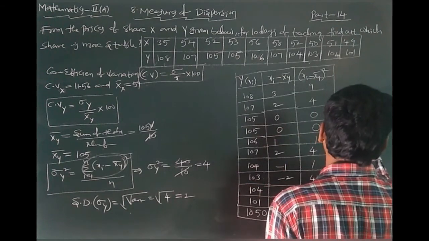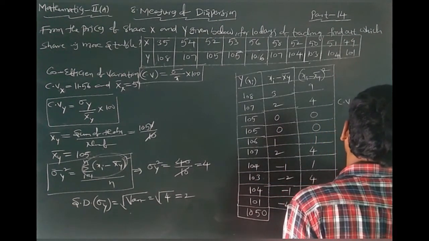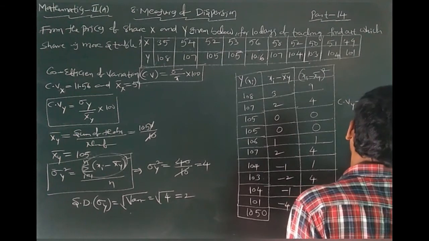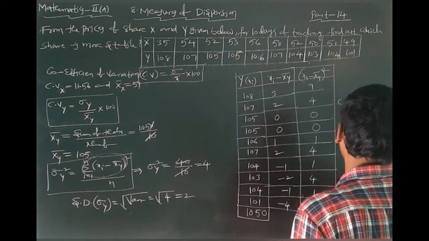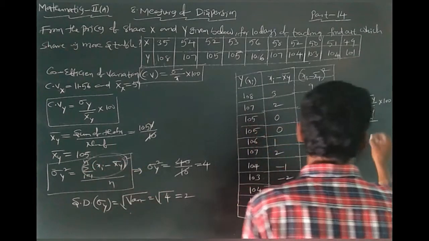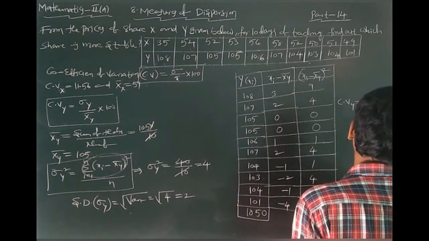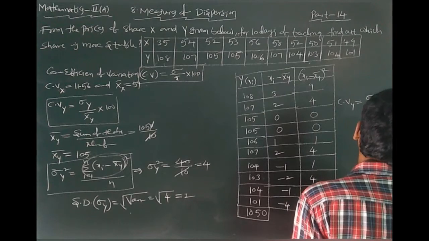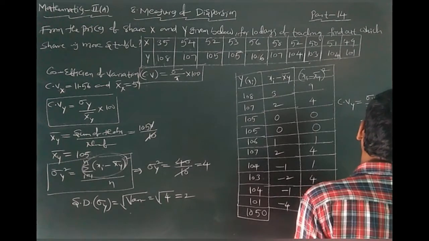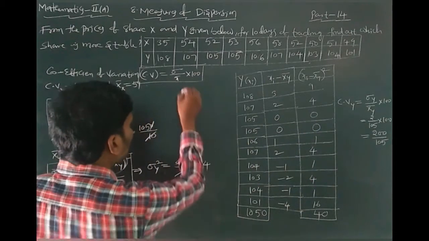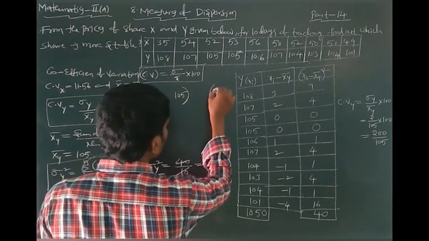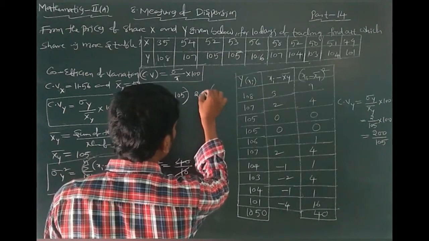After that, you can find the coefficient of variation. Coefficient of variation of y share is sigma y by y bar into 100. The standard deviation is 2, and y bar is 105, into 100. You get 2 into 100, that is 200 by 105.